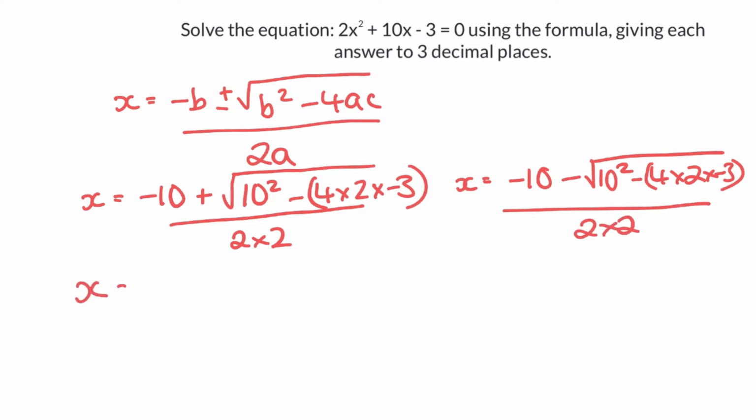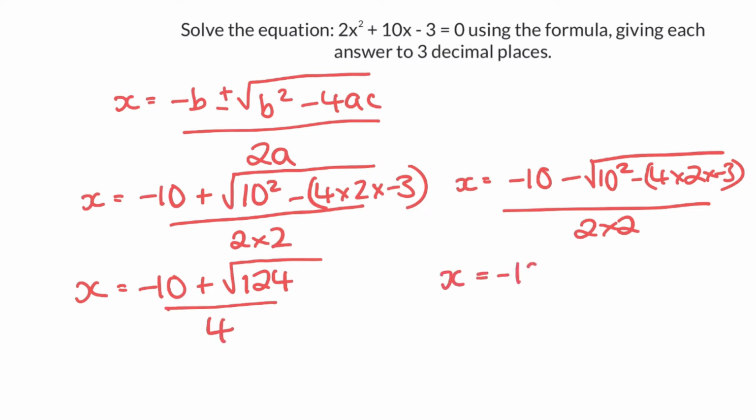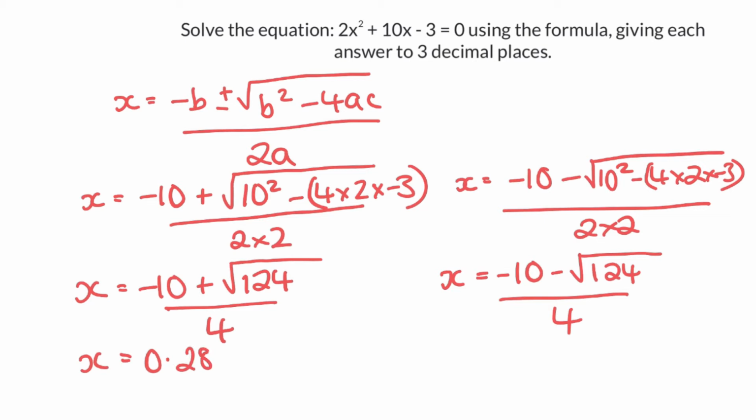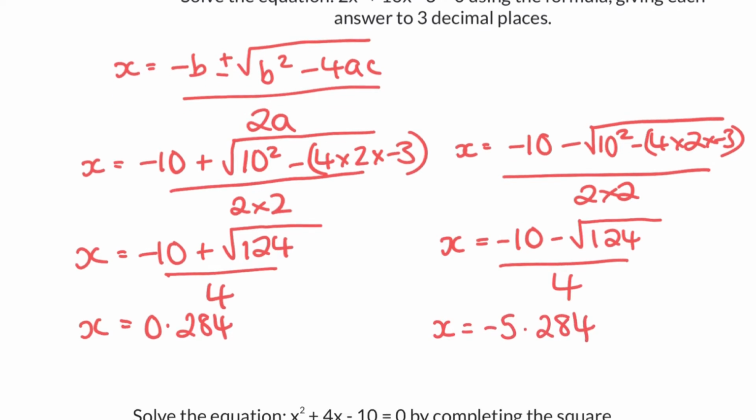So we can say that x is equal to minus 10 plus the square root of 124 divided by 4. And on this side, x is equal to minus 10 minus the square root of 124 divided by 4. So if we put these into our calculators, we get x is equal to 0.284 to 3 decimal places. And the second answer is x equals minus 5.284 to 3 decimal places.